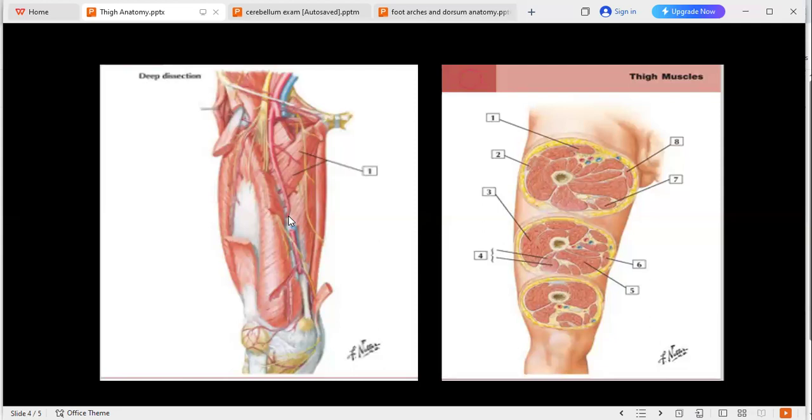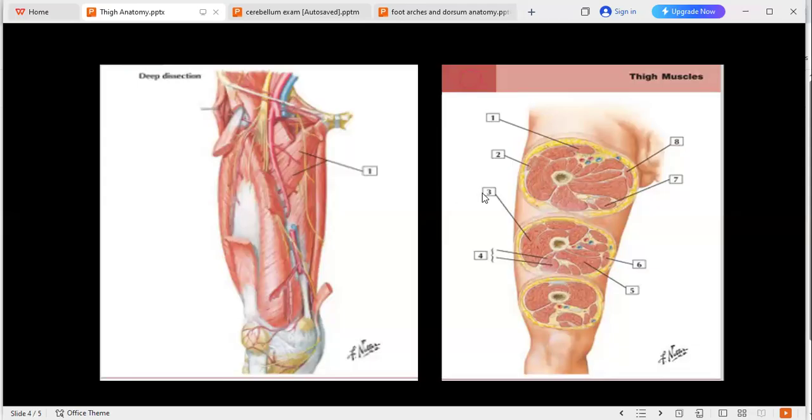Yes, very good. Please tell me the boundaries of the adductor canal. Medially there is sartorius, and laterally there is adductor longus, and superficially there is fascia and skin. Okay. What are the contents of Hunter's canal? Superficial femoral artery, superficial femoral vein, and saphenous nerve.